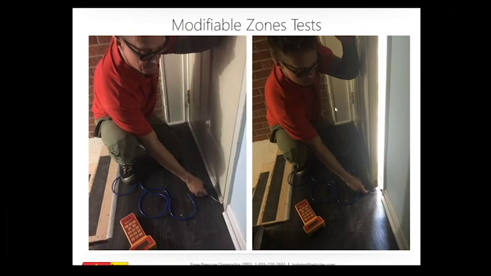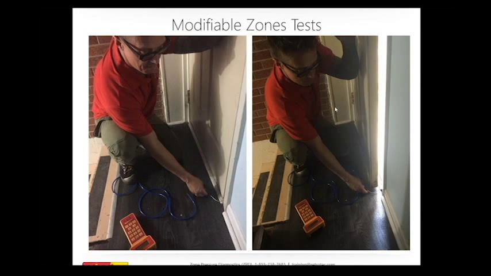Basically, for any one of these tests, you're going to do a test with that zone closed, and then we're going to modify it or open it either to the inside, indoors, or to the outdoors, and then we're going to take another reading. And then we're going to take those readings and put them into our tool.